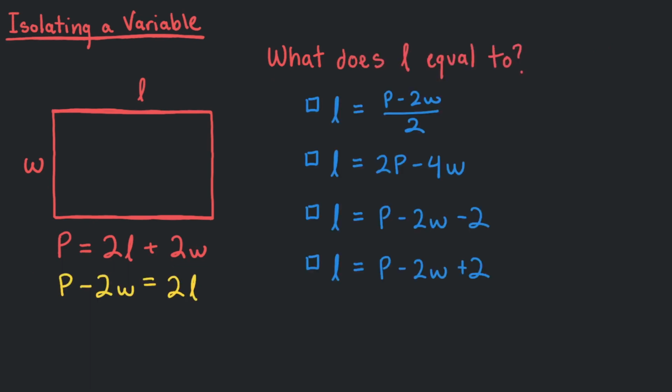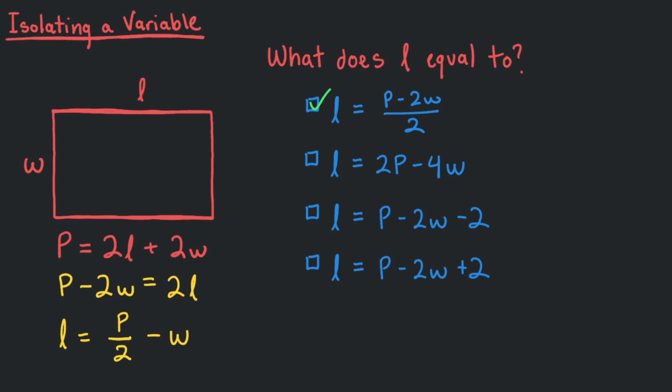What does L equal to? We want to do the inverse operation of multiplication since L is being multiplied by 2. So we will divide the left and right side of the equation by 2. 2L divided by 2 equals 1L, which is just L. On the left side, we could just leave it as is, or we could also divide each term by 2. We can't simplify P divided by 2 any further, but we can simplify 2W divided by 2 to just W. Our equation now looks like L equals P divided by 2 minus W.